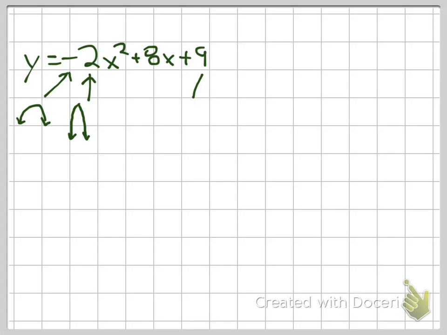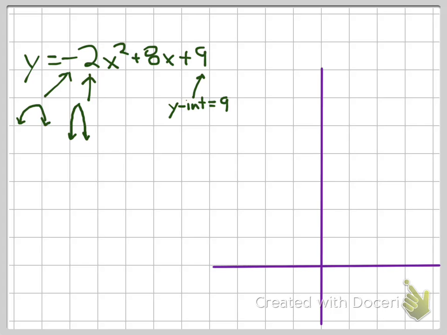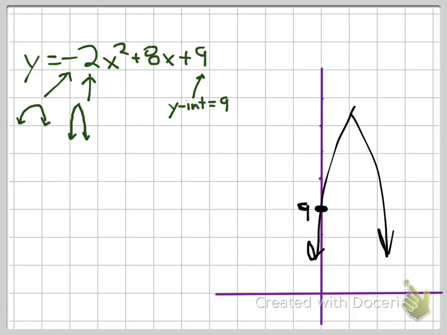The 9, if we let all the x's be 0, we know the y-intercept is equal to 9. So what we already know in our graph, and we haven't even figured out the vertex, we know our y-intercept is going to be at 9, and it's going to be pointing down. Well, if it's pointing down, that means I'm already off my screen. So let's just scale it down. We'll put 9 right here. So I know already it's going to be going down in this general direction. I just got to figure out where that vertex is.